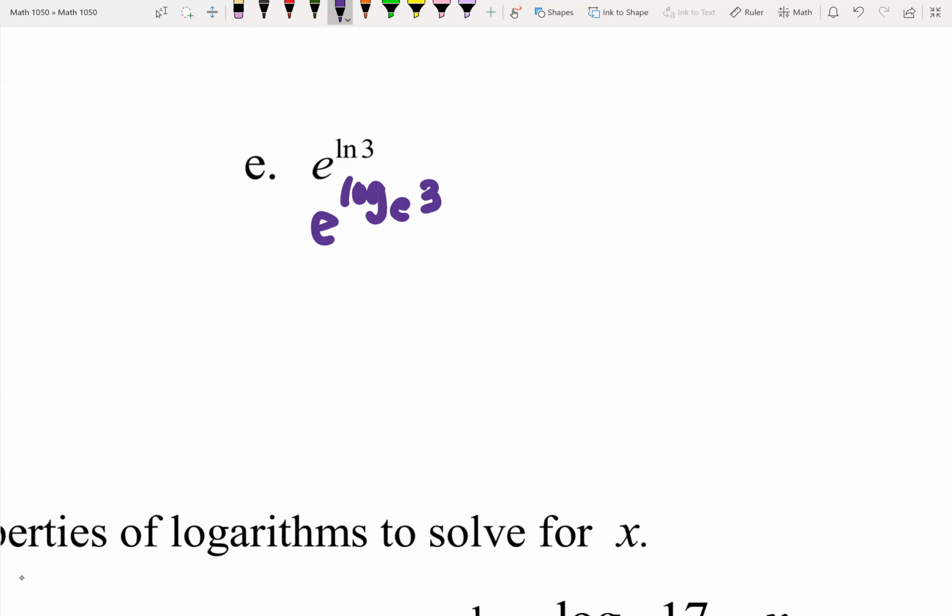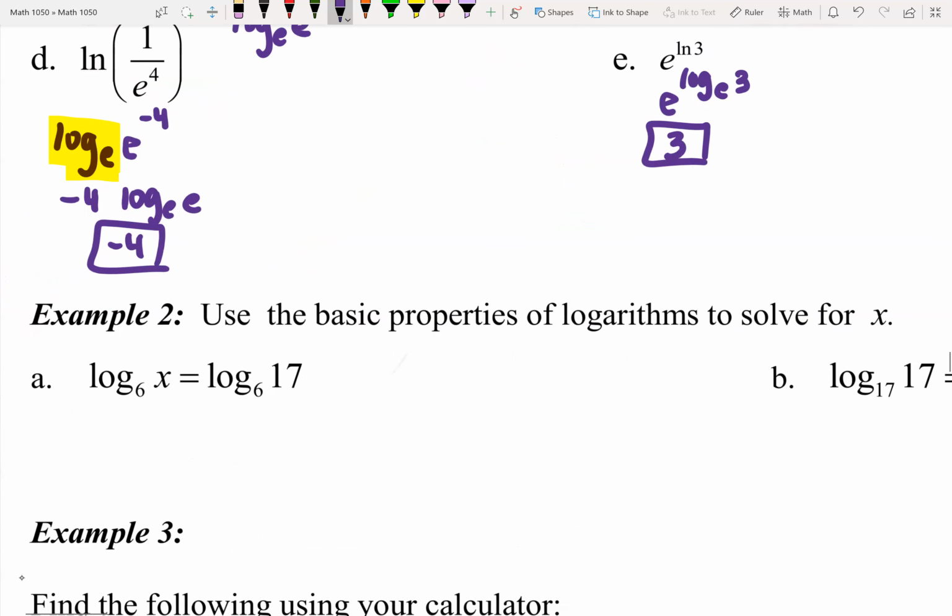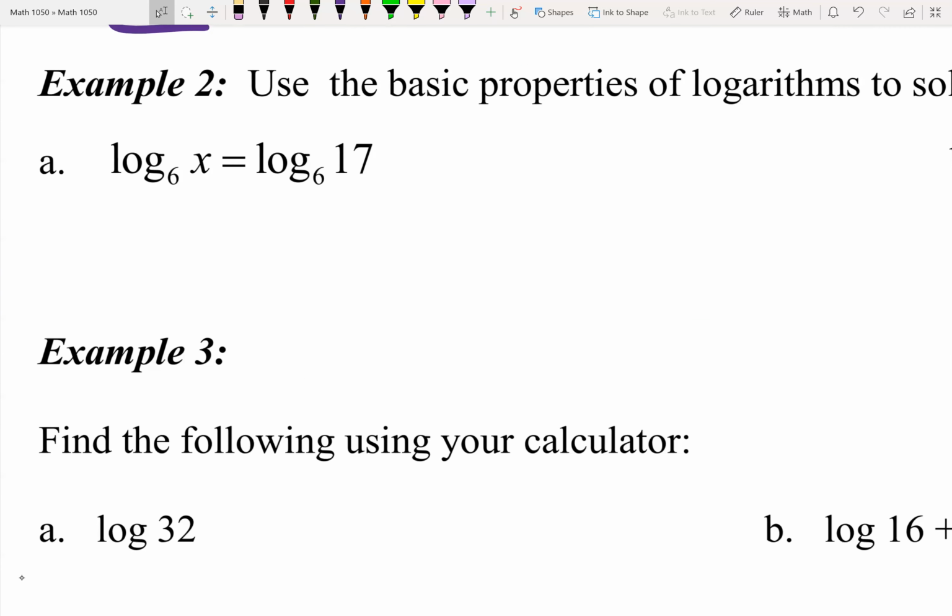Do you really have to write that line? No, I'm just trying to show you. You have an e raised to the log of the same thing, e, so your answer is right there. It's just a 3. That's it. Okay? All right. More easy rules, more easy problems.